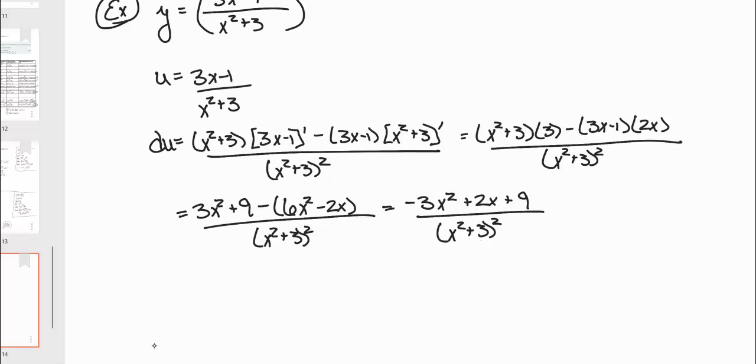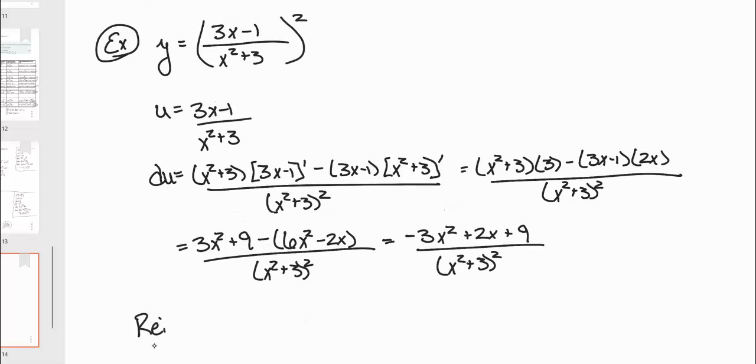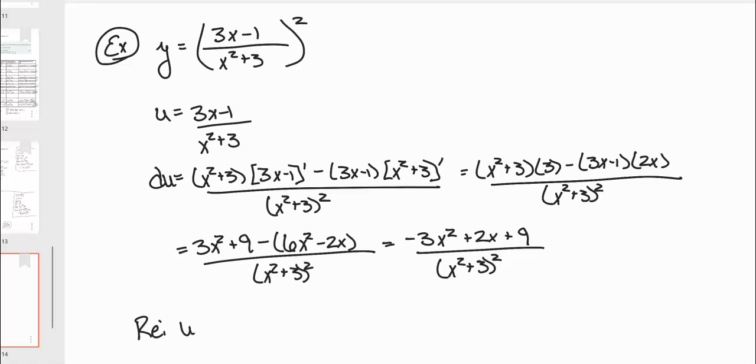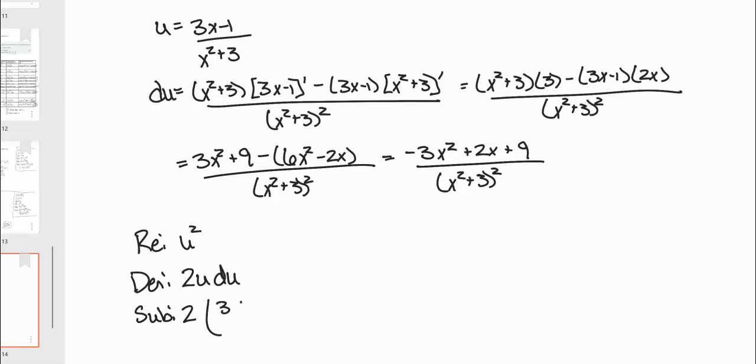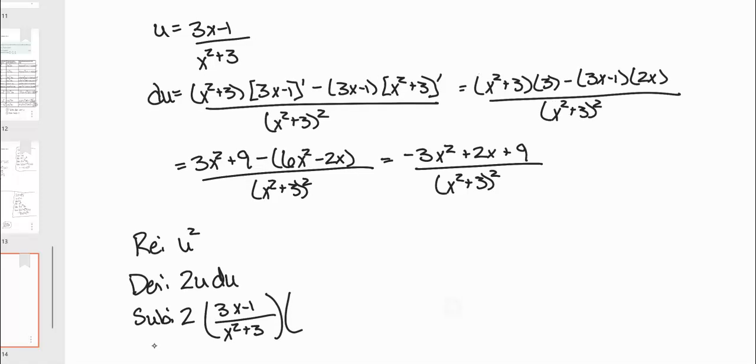So we found u, du. Now we're on the rewrite step. So this is really going to be u squared. And the derivative of u squared is 2u du. And then when we substitute back in, it's going to be 2 times our u, which is 3x minus 1 over x squared plus 3, times our du, which is negative 3x squared plus 2x plus 9, all over x squared plus 3 quantity squared.